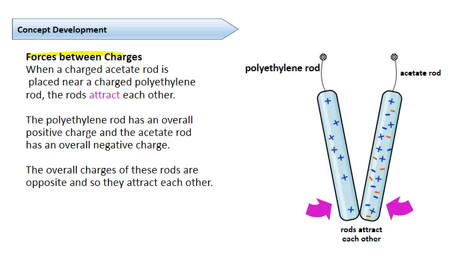Another quick example for you for forces between charges. In this case here, we've got a polyethylene rod and an acetate rod, and the polyethylene rod has a net positive charge, whereas the acetate rod has a net negative charge. And you can see that the rods are attracted to each other. Now the reason that they're attracted to each other is because they have an overall opposite charge and hence attract one another.